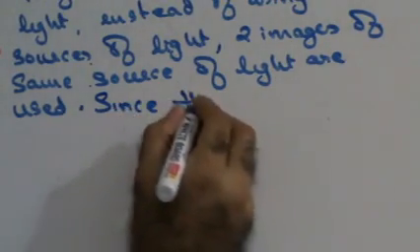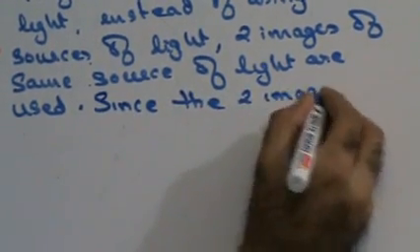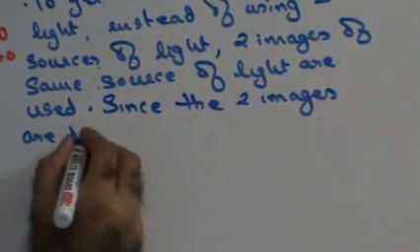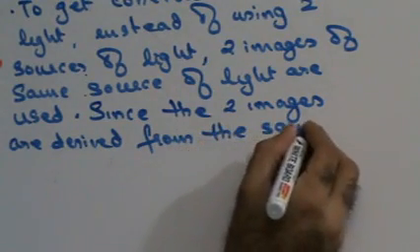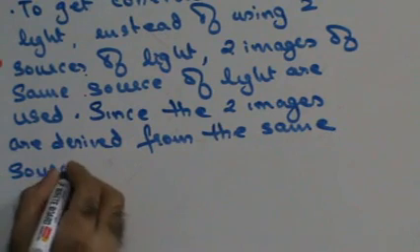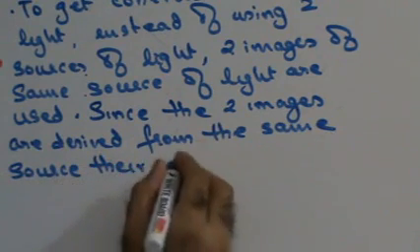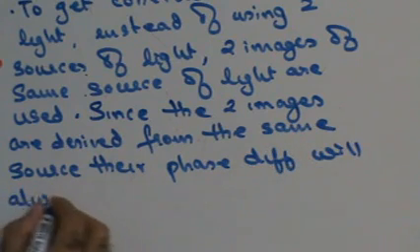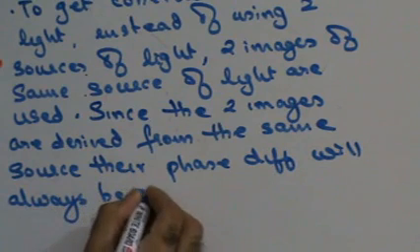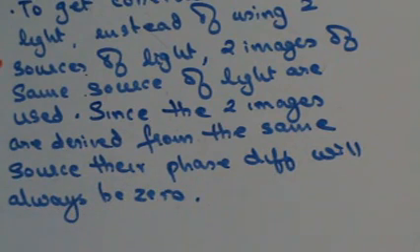Since the two images are derived from the same source, their phase difference will always be 0. Right? And that's how the two sources will become coherent. And that's how I'll get a steady state interference. Right? Next, the second condition required for steady state interference.